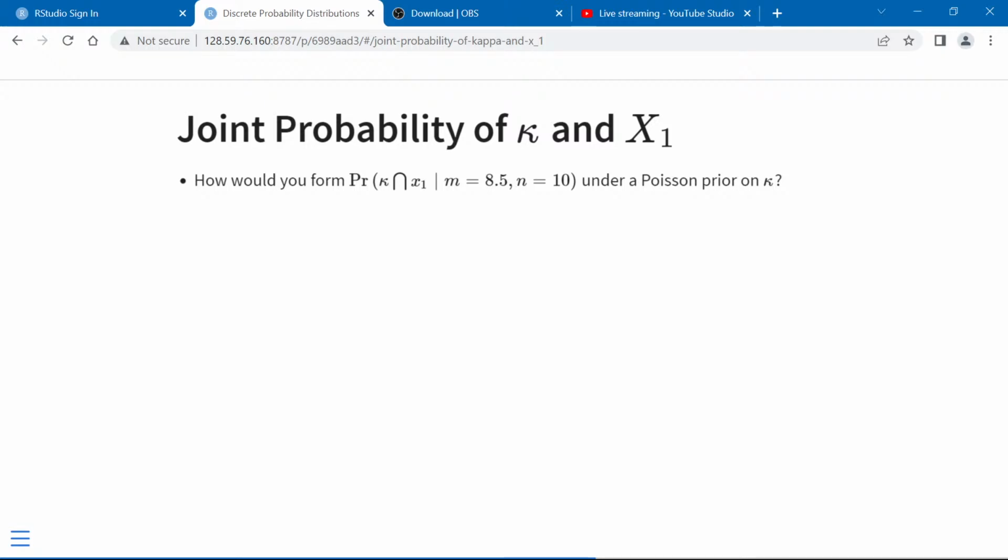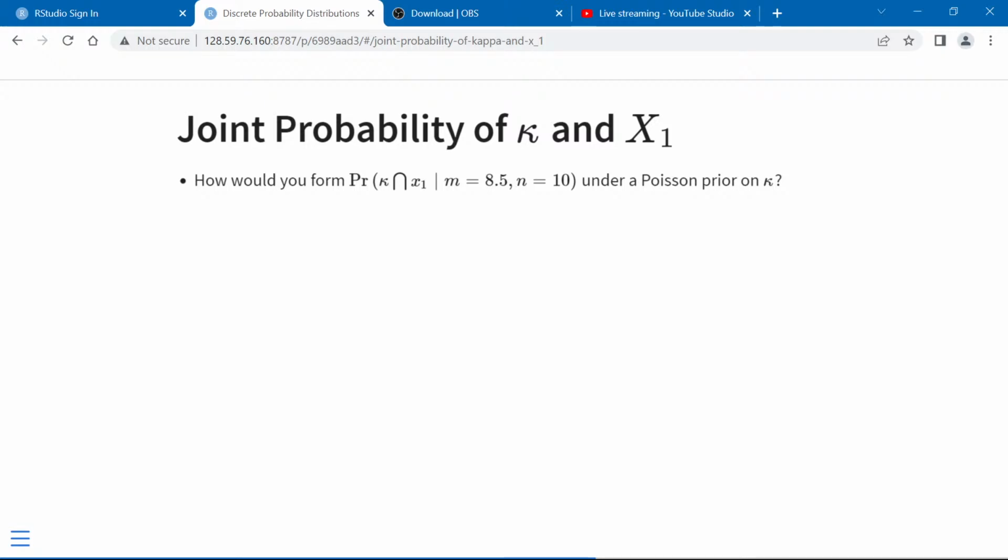Probability that kappa is 1 and x1 is 7, let's say. But the rule should work, and it does work if you learn it, for every value of kappa and x. How do we obtain the probability of two things being true simultaneously? Or more specifically, how did the ancients obtain such a probability? Yes? And you multiply them. Multiply what now? The probability of kappa having a value and the probability of x1 having a value.